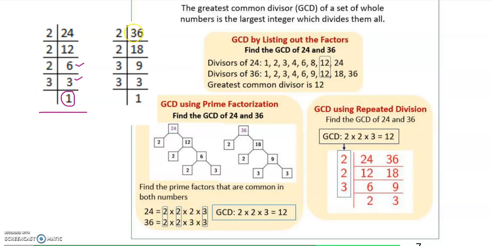Next, 36, the second number. So now again, you apply the repeated division method and then find the prime factors. 2, 2, 3, 3. Now you see here what prime factors are common in both. That is marked here. 2, 2, yes, so common. So you mark this 2, this 2. Common. Here 3, 3.